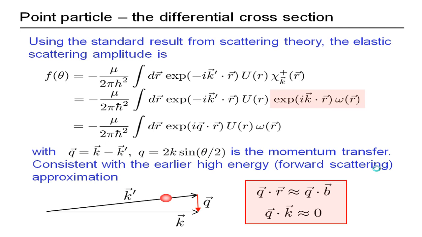So that's the second approximation we're going to make in looking at the differential cross-section for elastic scattering. We'll assume the model that we're primarily interested in the scattering to forward angles. Q is essentially at right angles to the incident beam direction, and so the only component of R that we pick up is the impact parameter B.